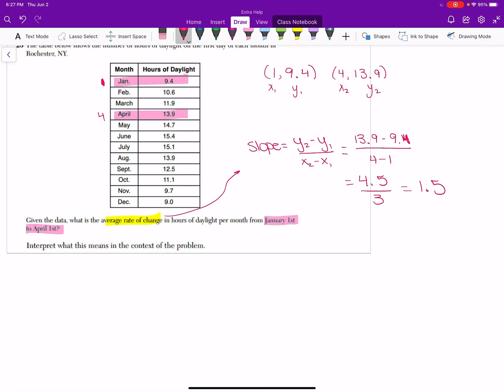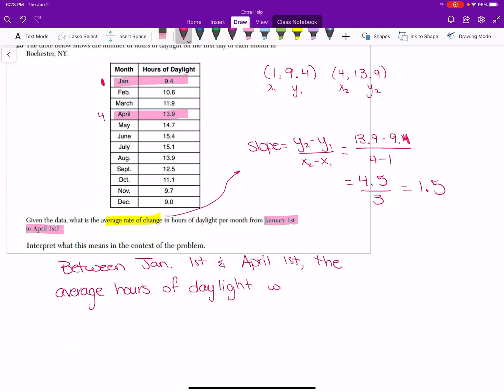This means that between January 1st and April 1st, the 2 months that we used, the average hours of daylight will increase by 1.5 hours per month.